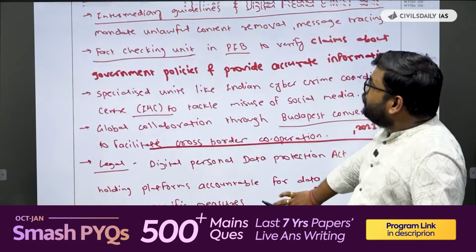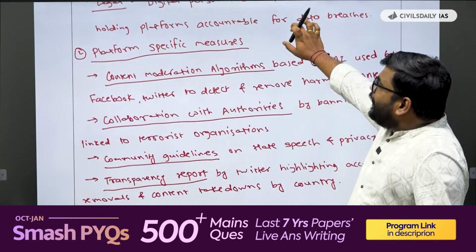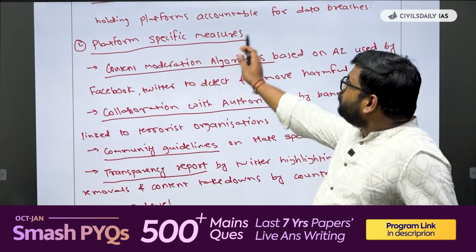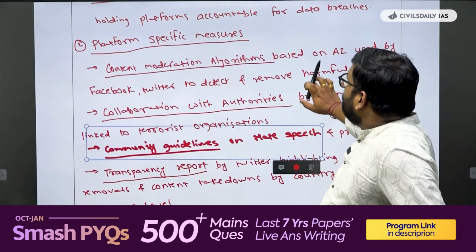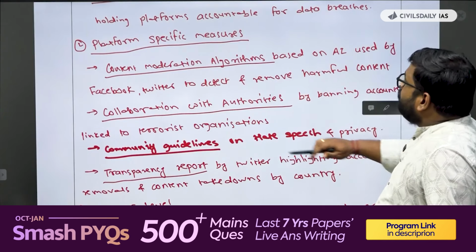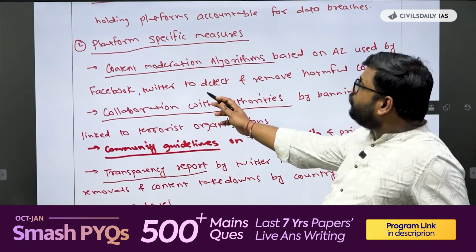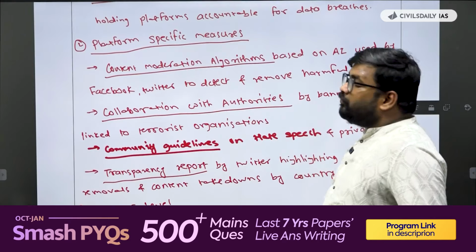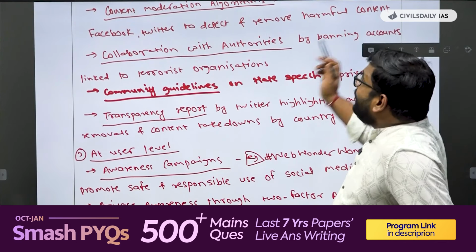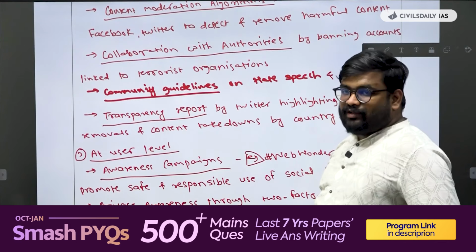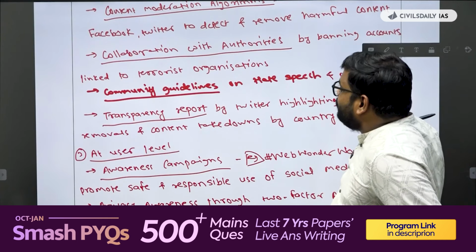So this is at the government level. You have added 5 points. Then at platform level, so platform specific measures, so content moderation algorithms. Content moderation algorithms based on the AI used by Facebook, Twitter to detect and remove the harmful content. Secondly, collaboration with the authorities by banning accounts linked to the terrorist organizations. Third, the community guidelines on hate speech and privacy.